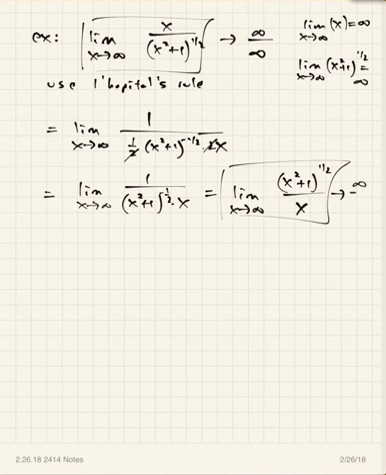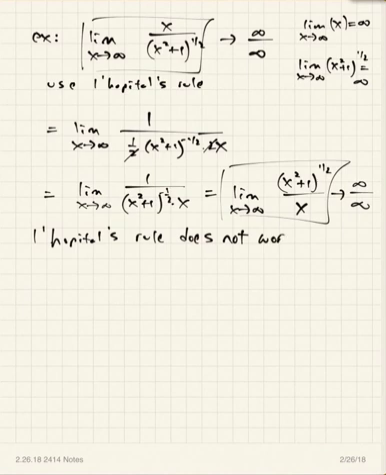We could use L'Hopital's rule again, but all that's going to do is take us back to the original problem. It's just going to cycle back and forth between these two limits. And so L'Hopital's rule will not work on this particular indeterminate form. So L'Hopital's rule does not work here, because you just flip-flop back and forth between those two limits as you continue to use L'Hopital's rule.